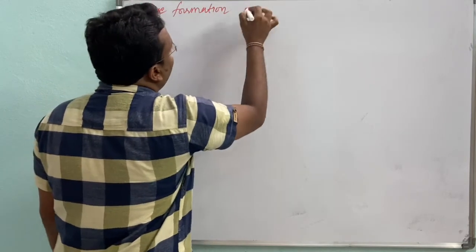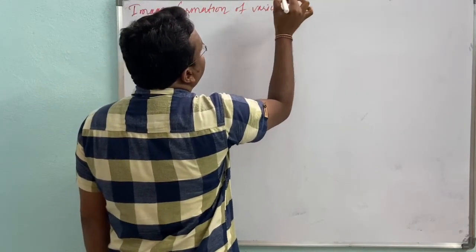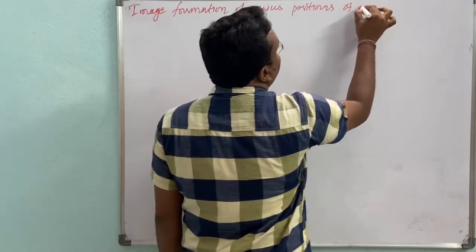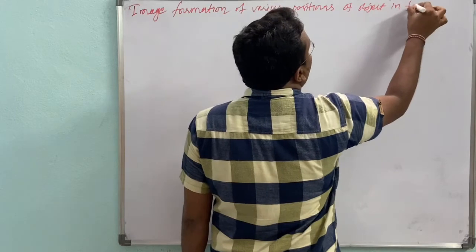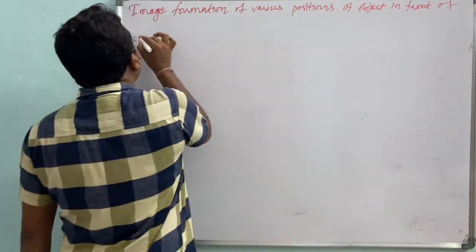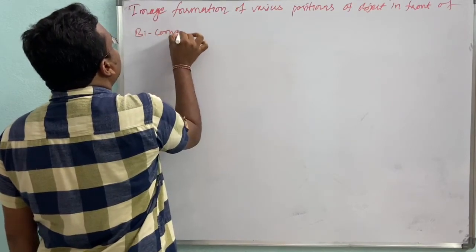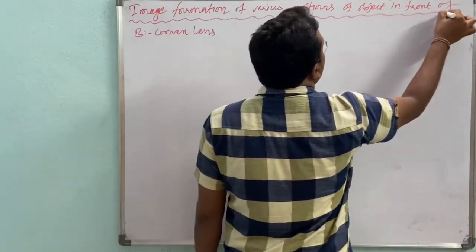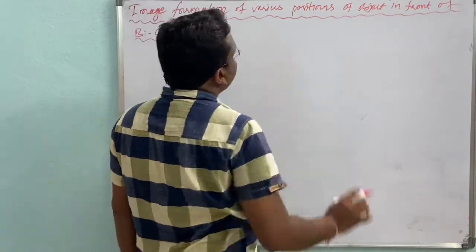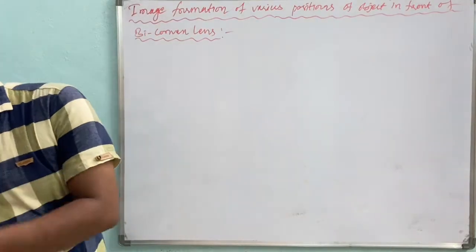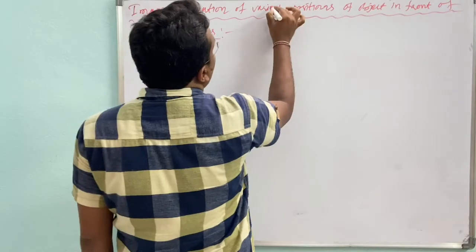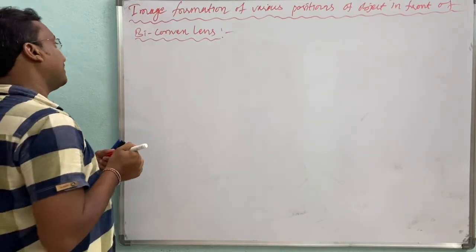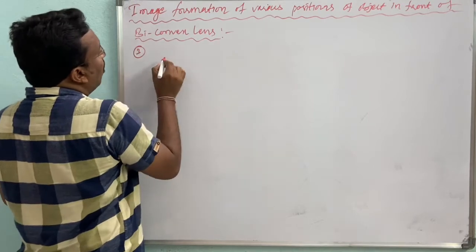Formation of various positions of object in front of a biconvex lens. Okay, this is our topic. Image formation of various positions of object in front of a biconvex lens, right? Then first, object position.